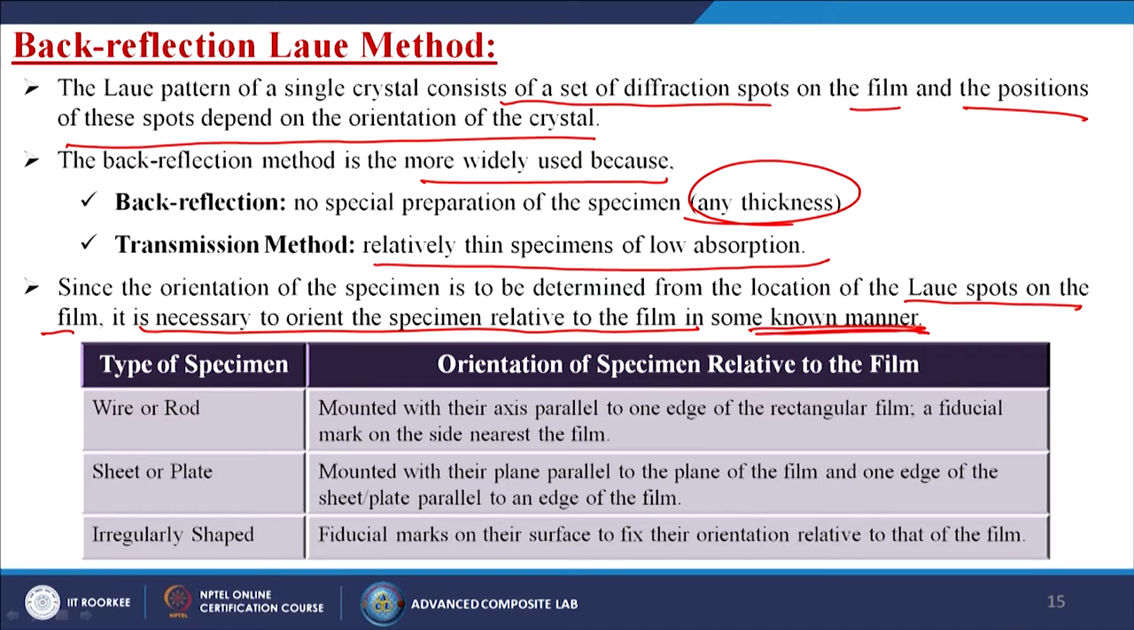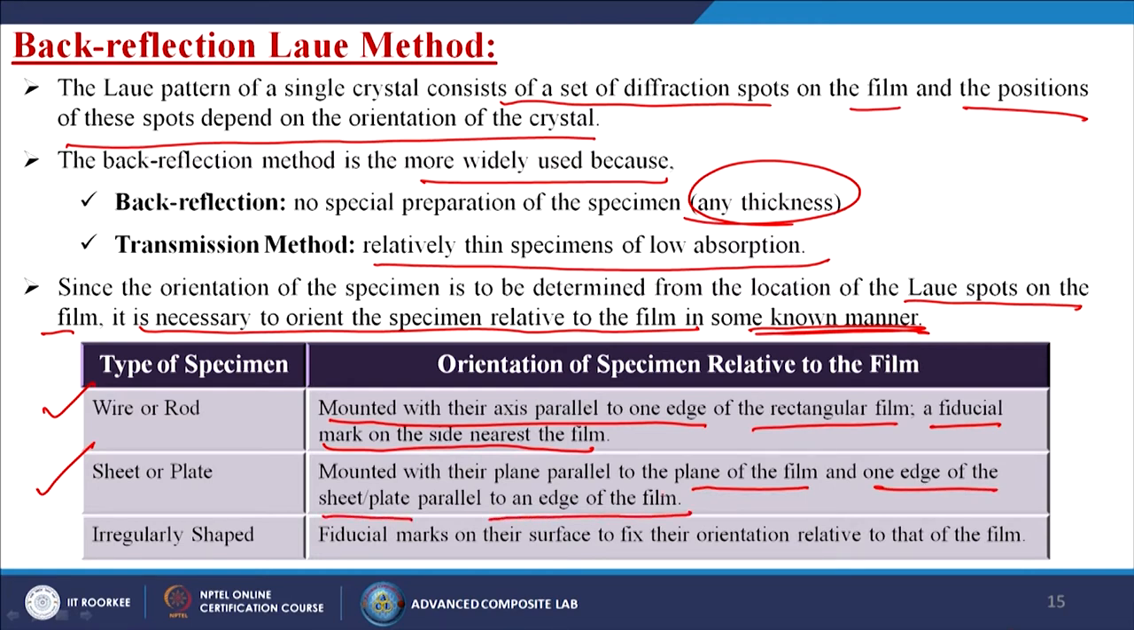So, what are the types of specimens? If it is wire or rod, the orientation of the specimen relative to the film will be mounted with their axis parallel to one edge of the rectangular film and a fiducial mark on the side nearest the film. I will show you in the next slide. Sheet or plate is mounted with their plane parallel to the plane of the film and one edge of the sheet or plate parallel to an edge of the film. And the third one is the irregularly shaped specimen, with fiducial marks on their surface to fix their orientations relative to that of the film.